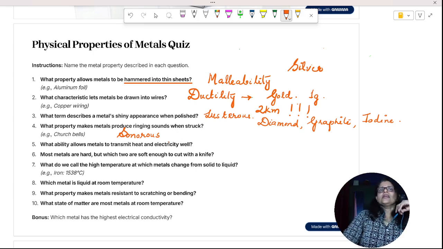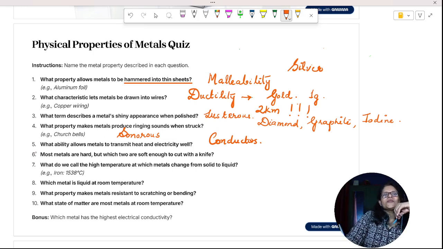If a metal transmits heat easily, we have a name for that. If it transmits electricity, we have a name for that. What is it? Metals are conductors. Conductors of heat, conductors of electricity, because they have got what? Small, moving, charged particles, the electrons.